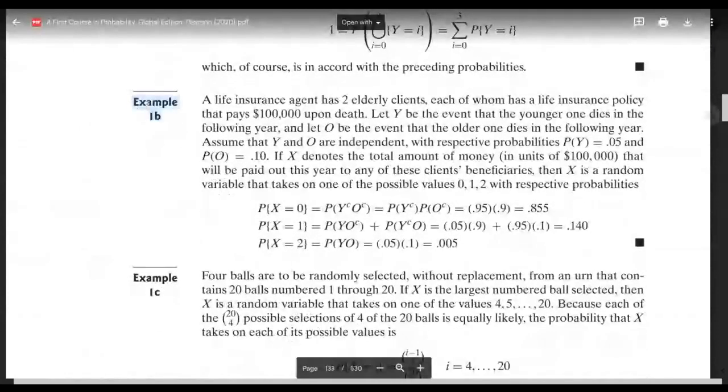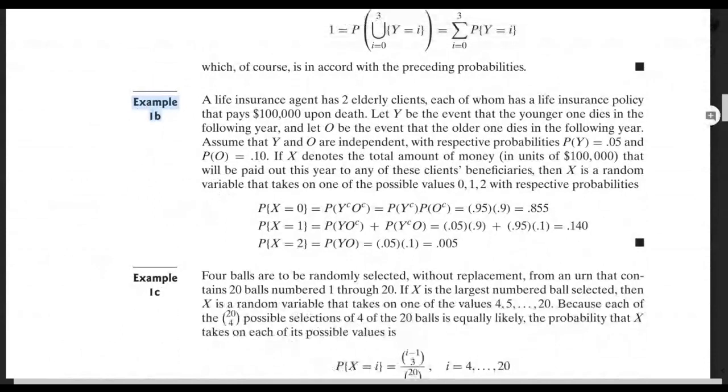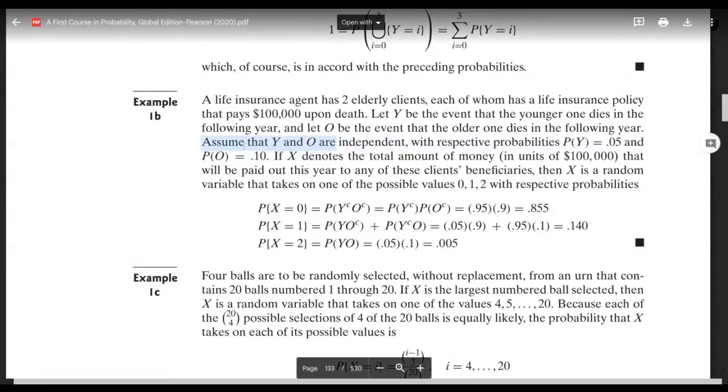Let's see example 1b. A life insurance agent has 2 elderly clients, each of whom has a life insurance policy that pays $100,000 upon death. Let Y, a random variable now, be the event that the younger one dies in the following year, and O be the event that the older one dies in the following year. Assume Y and O are independent, because one is young, one is old. But it's also relative: how do you define young, how do you define old? Anyway, we assume Y and O are independent.